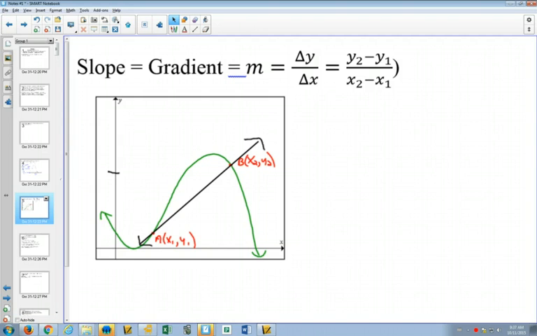Now, if you wanted to go from point A to point B, whatever the slope of that line would be, and you remember this formula from way back in grade 10, this is your rise over run formula. Whatever your slope of that line is, that is the average rate of change from point A to point B.